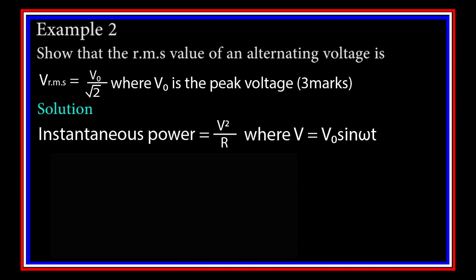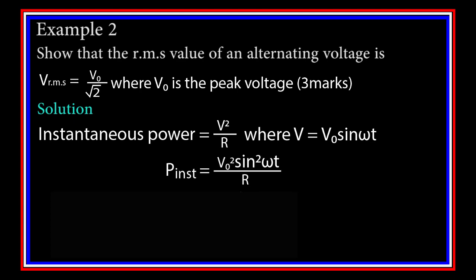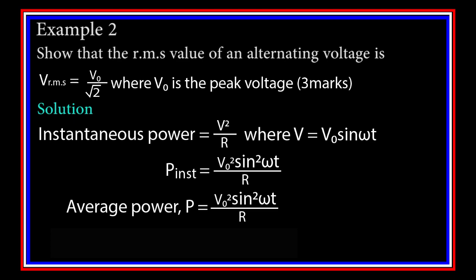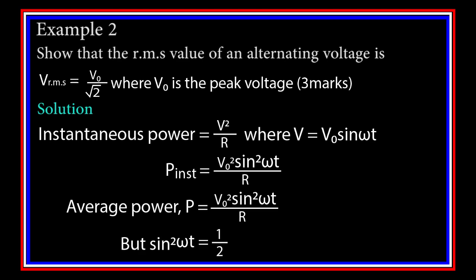Instantaneous power is equal to V squared over R, where V is equal to V naught sine omega t. Power instantaneous is equal to V naught squared sine squared omega t over R. Average power is equal to V naught squared sine squared omega t over R, but the average of sine squared omega t is equal to a half.